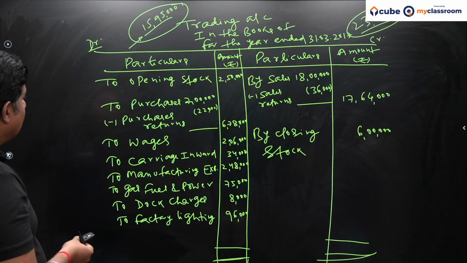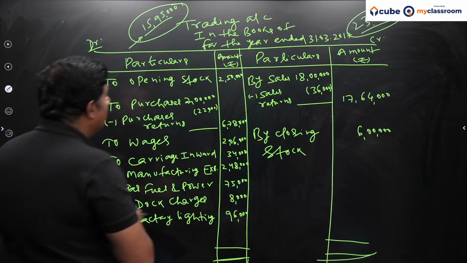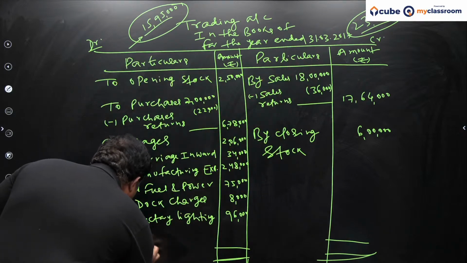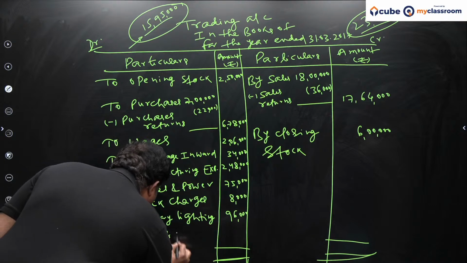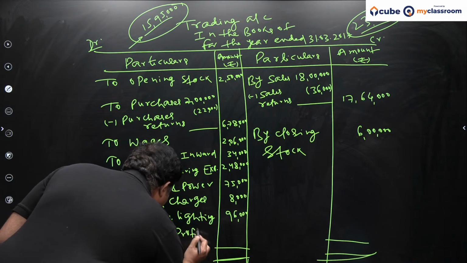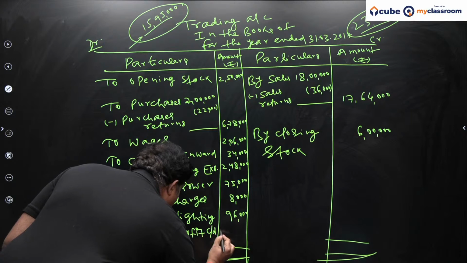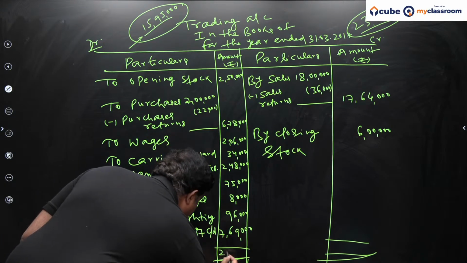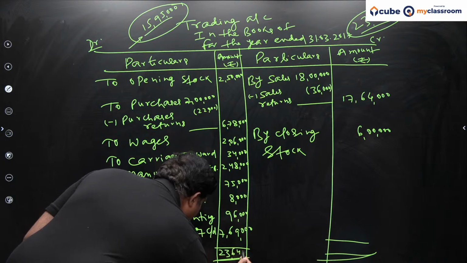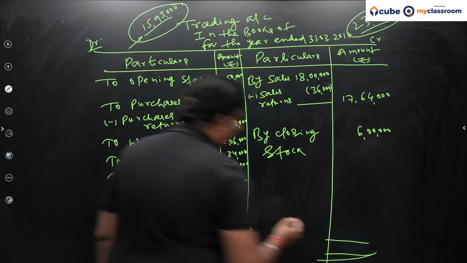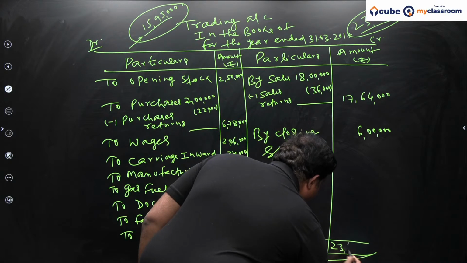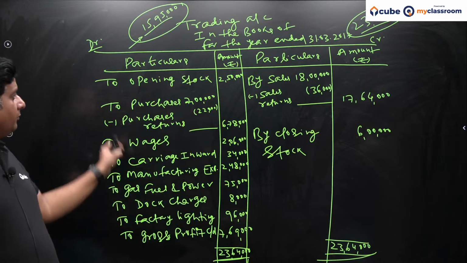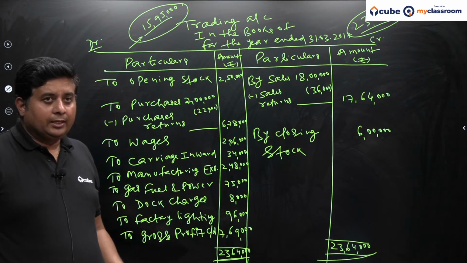So 7,69,000 would be the right answer. The difference between two is 7,69,000. So here I can write To gross profit carried on 7,69,000. और यहाँ दोनों साइड जो हायर बैलेंस है 23,64,000 का should be recorded in both the side. So this is it. This is the way how we can prepare the trading account.